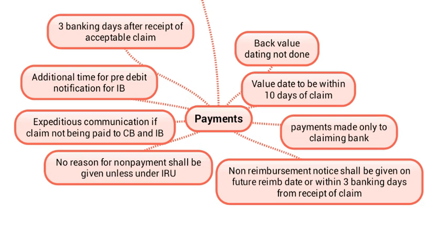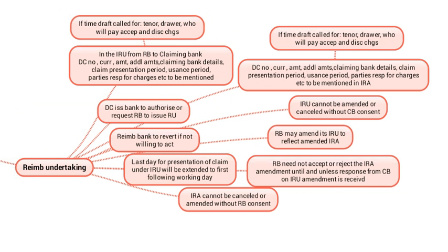So, if a claim is sent more than 10 days in advance of the date of payment expectation, then such claims might be disregarded by the reimbursing bank. Payments are made only to the claiming bank. Non-reimbursement notice shall be given on the future reimbursement date or within 3 banking days from the date of receipt of the claim. In case the value date of the claim is on a holiday, the payment might be made on the next day.